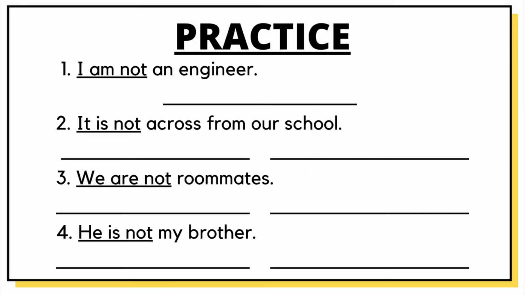Now let's take a moment to practice negative short forms. Take our subject, be verb, and not, and use contractions. I have 2 lines for numbers 2, 3, 4 because you can make contractions out of the subject and the be verb, followed by not, or you can have the subject followed by the be verb and not as a contraction. Pause this video and work through these 4 problems.